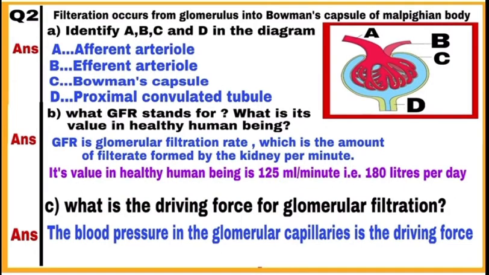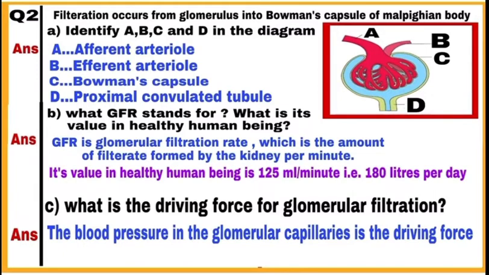Question number 2. Filtration occurs from glomerulus into Bowman's capsule of Malpighian body, which is shown in the diagram. Part A of the question, identify A, B, C and D. A is afferent arteriole, B is efferent arteriole, C is Bowman's capsule and D is proximal convoluted tubule.